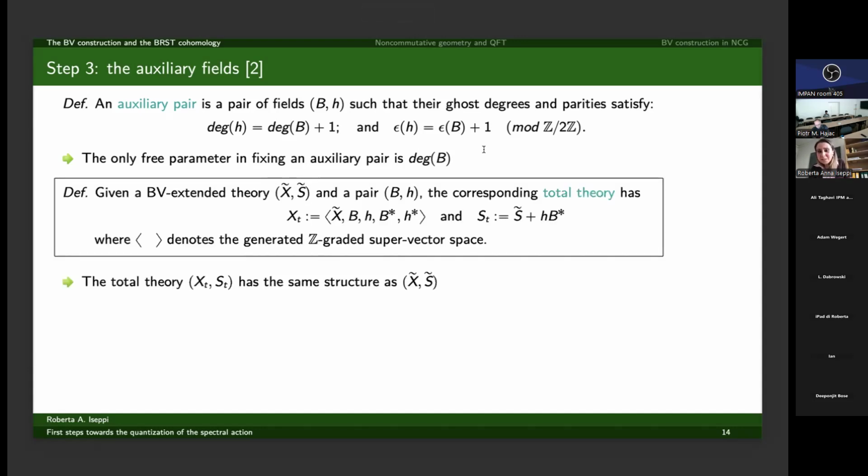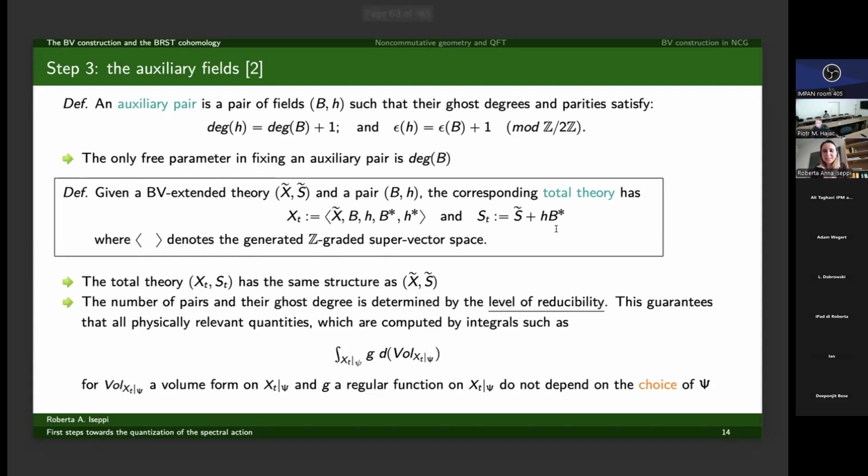But that's enough, because it's enough to say, okay, let's take the degree of B equal to -1. That's a ghost of negative degree. And then the procedure says that you start with your BV extended theory, you add this pair. And of course, you don't want to change the structure. So adding this pair means that you're also adding the corresponding anti-ghost, so you still have this doubling. And for the action, you're just adding this trivial part. And this is exactly what allows you to say that at the level of the cohomology, nothing gets added.